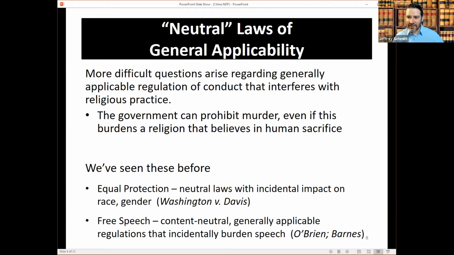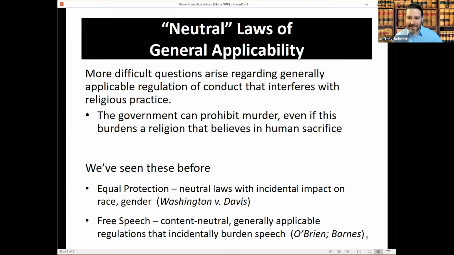Well, obviously that law against murder is still constitutional. We don't care that it interferes with that religion. So when does that cross the line and become problematic, right? If Congress passed a law saying no one is allowed to drink wine on Sundays, all of a sudden Catholics and Christians would be very upset because they wouldn't be able to engage in their religious practices. Would that be unconstitutional is what I'm trying to get at.